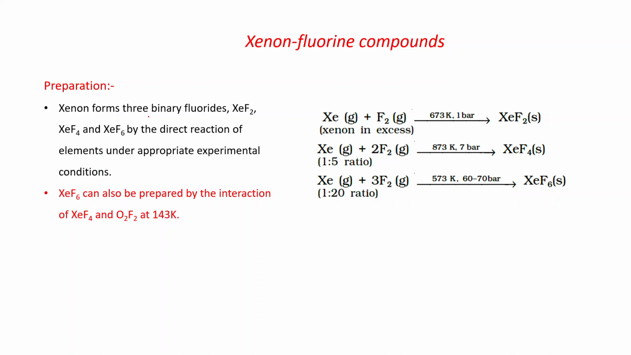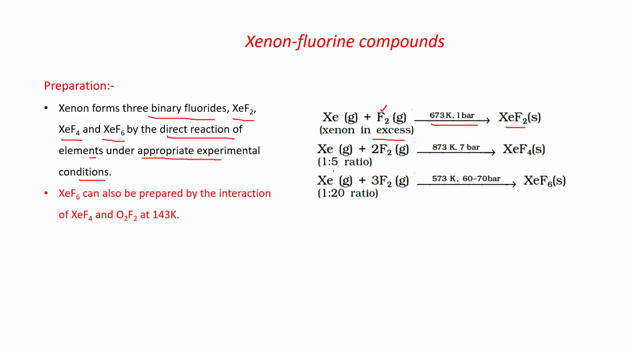Xenon forms three binary fluorides: XeF2 xenon difluoride, XeF4 xenon tetrafluoride, and XeF6 xenon hexafluoride, by the direct reaction of elements under appropriate experimental conditions. From these reactions you can see when xenon is in excess and reacts with fluorine under these conditions, it will form XeF2.